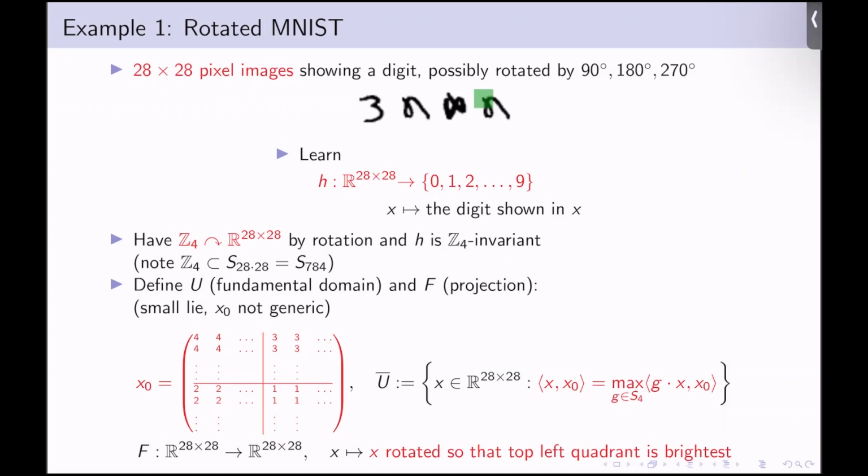And this is kind of reminiscent of when we wrote down the fundamental domain for the action of S3 on R3. Back then, we wanted to make the first coordinate of our vector the biggest, so that it's multiplied with this big number in x0. And now it's going to be the same thing. If we rotate an input image in order to maximize the inner product with x0, you want to make it so that the brightest quadrant is in the top left, so that it's multiplied with this big number 4 and not with these small numbers 3, 2, and 1.